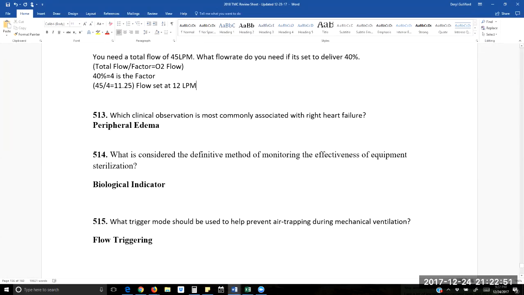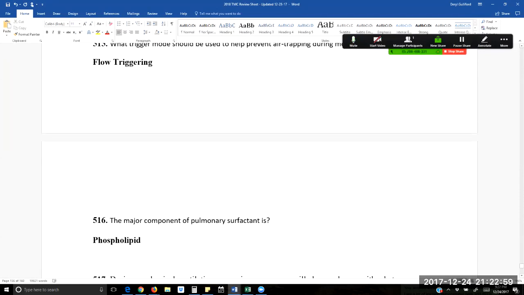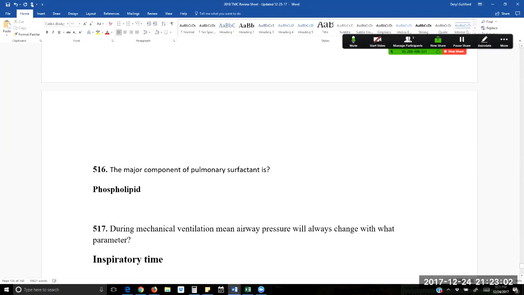What trigger mode would be most helpful to prevent air trapping? That's flow triggering. Flow triggering is most helpful to prevent air trapping. Major component of surfactant, phospholipids. Phospholipids are what comprise surfactant, allowing it to do its job of decreasing surface tension.